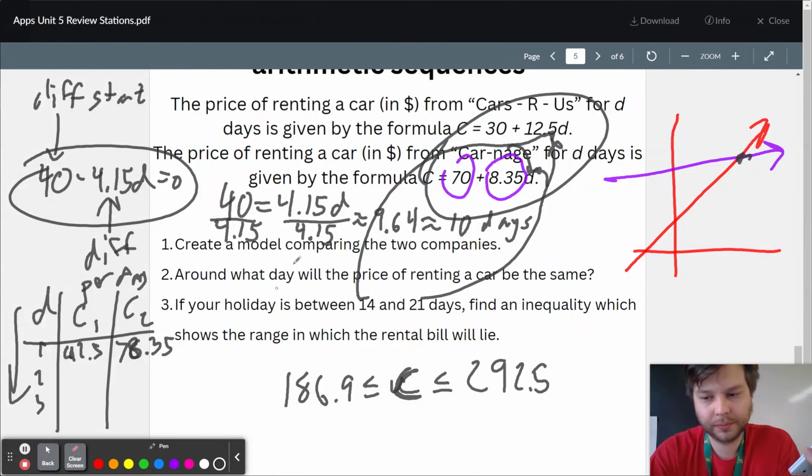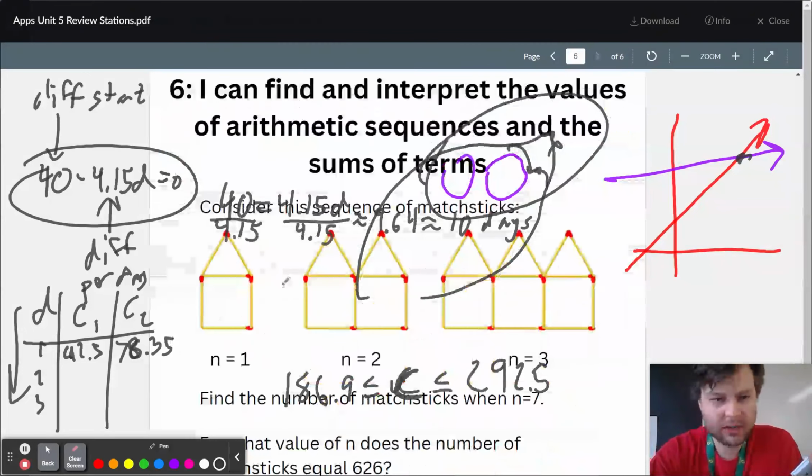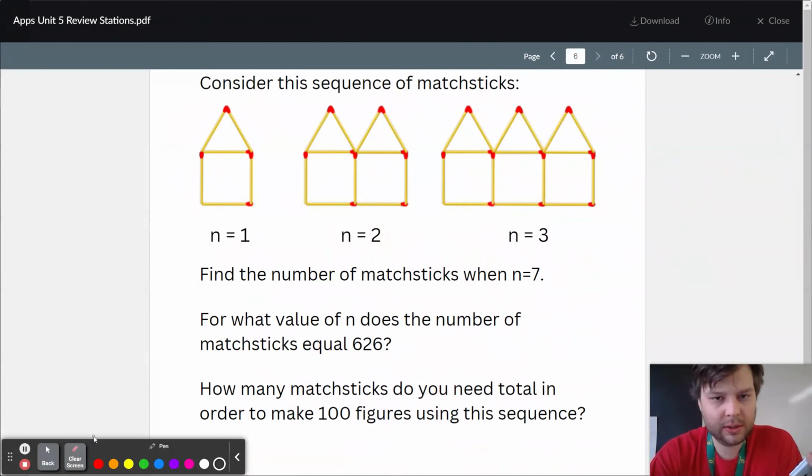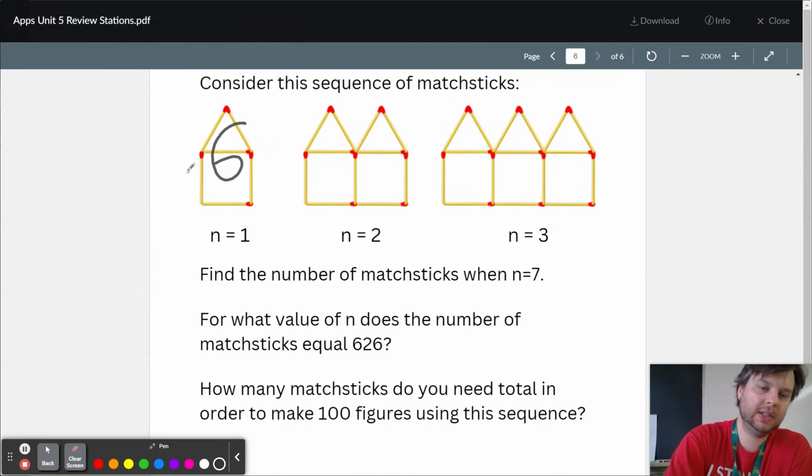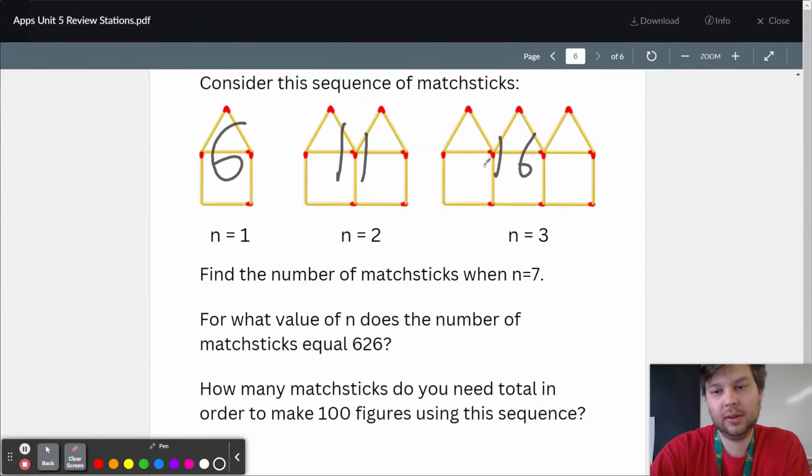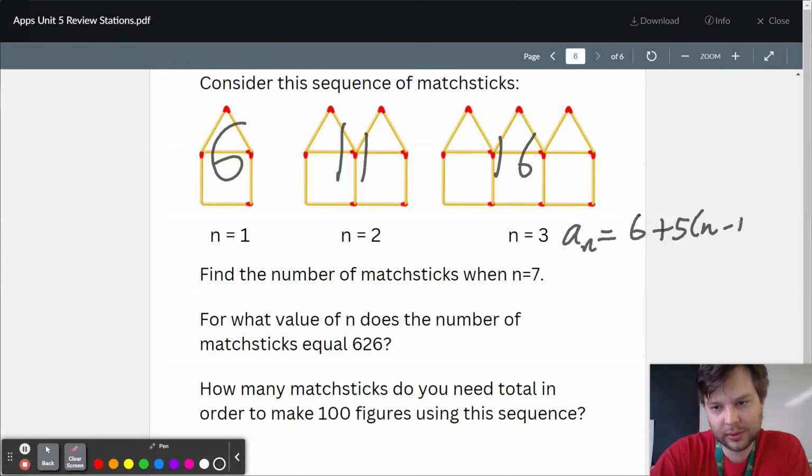All right, moving on down to the last one. We got a cute little sequence of matchsticks here. The important thing to notice is that there are 6 matchsticks at the beginning. And then when you tack on those extra shapes there, you've got 11 total, and then 16. So what I notice is that this is a sequence that started with 6 matchsticks, and it adds 5 matchsticks over and over and over again.